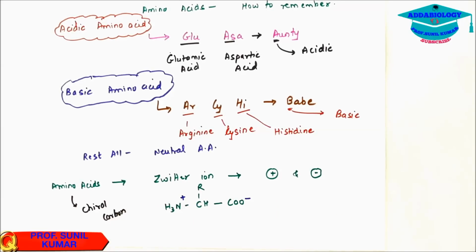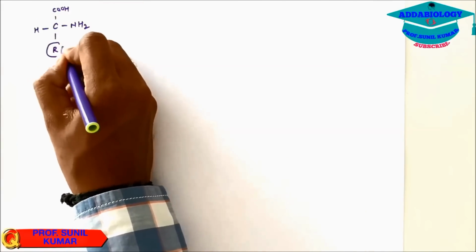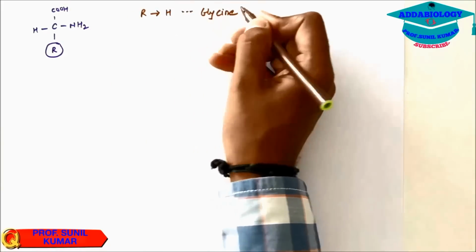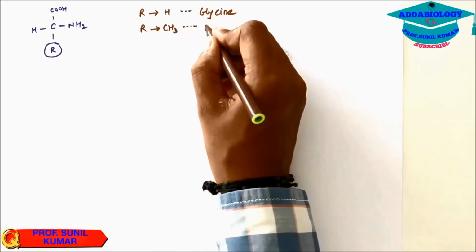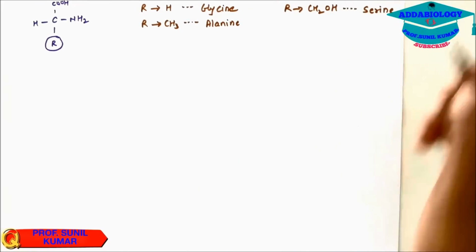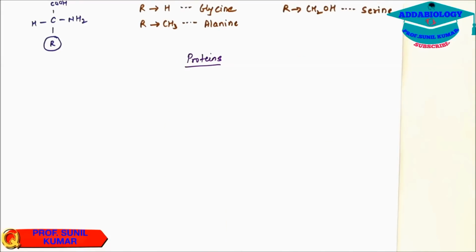Let's try to understand amino acids. They have a chiral carbon. What is a chiral carbon? A single carbon having 4 different groups. Now when the R is replaced by H, it becomes glycine. R replaced by CH3, it becomes alanine. R replaced by CH2OH, it becomes serine. This is how you can remember the amino acids.